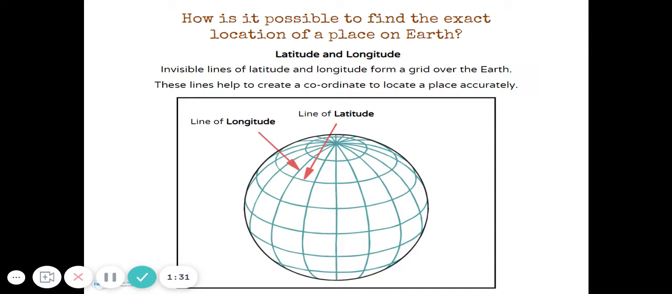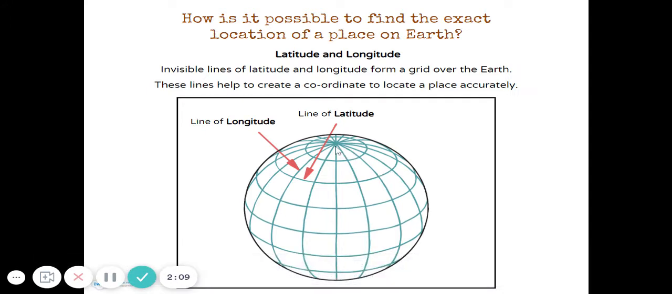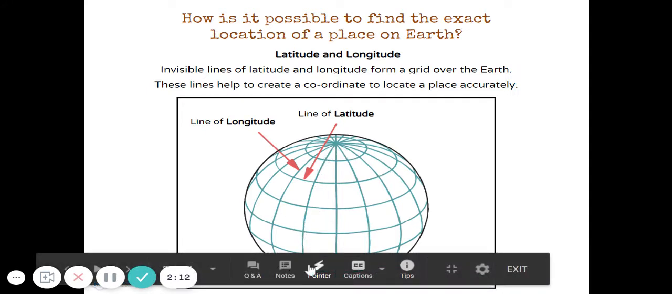Okay. Latitude and longitude are invisible lines that form a grid over the Earth. These lines help to create a coordinate to locate a place accurately. Now, coordinates you should have come across in maths, and they're what we use to be able to find things accurately. Sat-navs use coordinates, the satellite navigation systems. So your lines of latitude are these ones, okay, that go around, and your lines of longitude are the ones that come down.